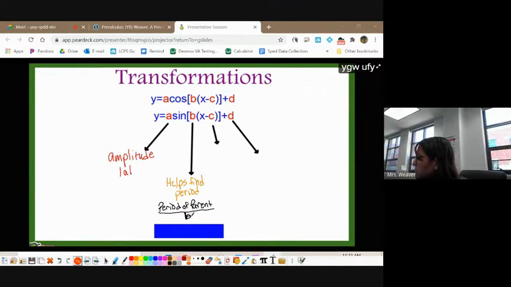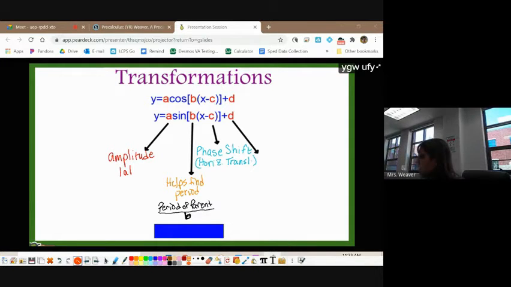That kind of looks like my little screen's moving as I'm trying to write on it, so I apologize for the messy handwriting. Then the C value, we said the C value is our phase shift. That's going to give us our starting point. That lets us know how far over the cycle is shifted. So that's going to give us our new starting point. That's our phase shift or horizontal translation, and that'll be our new starting point.